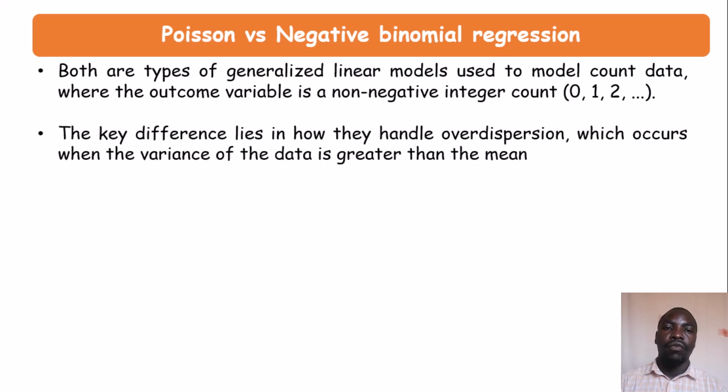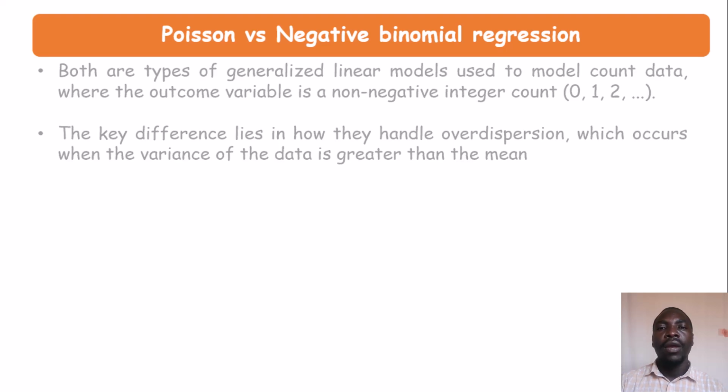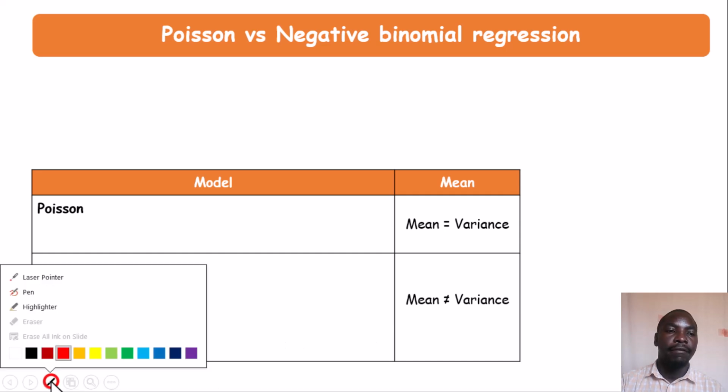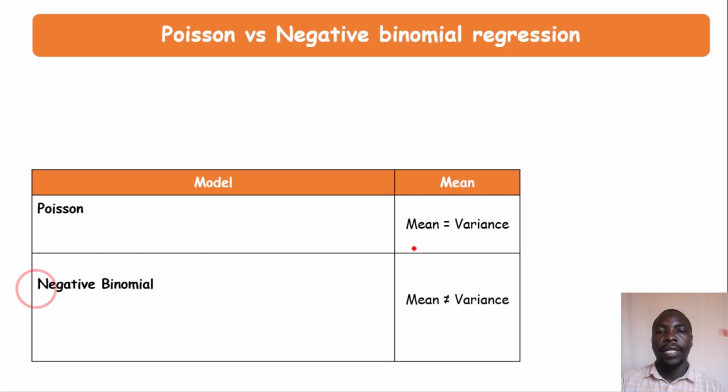And the main difference between these two models lies in how they handle overdispersion. Overdispersion occurs when the variance of the data is greater than the mean. When we talk about overdispersion, this is the main assumption that we check before using Poisson regression. The assumption is the mean should be equal to the variance in your data set if you are to use Poisson regression. But in scenarios where you do not have equal mean and variance, then you opt for negative binomial regression.